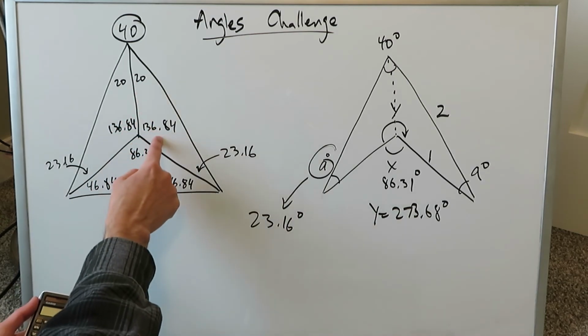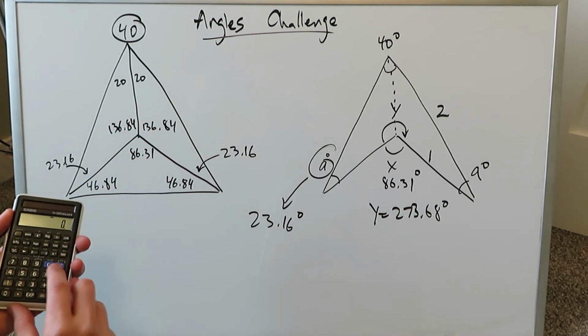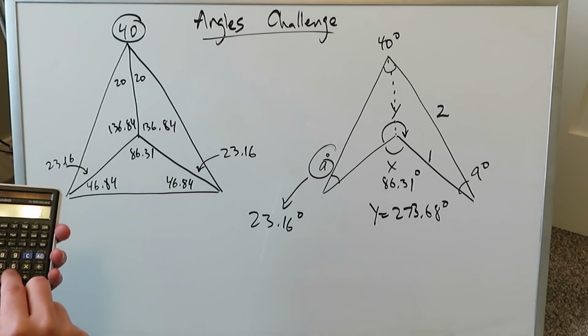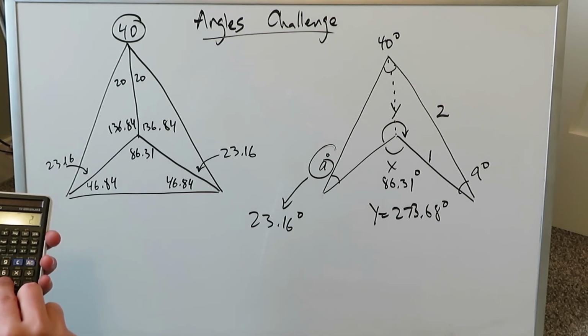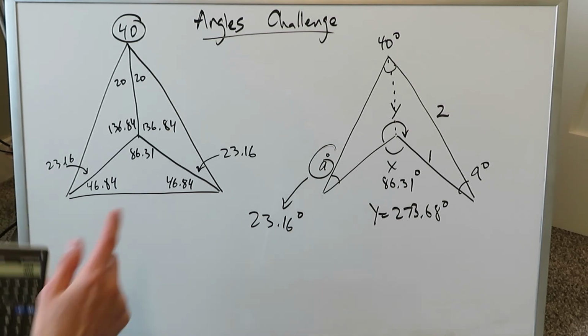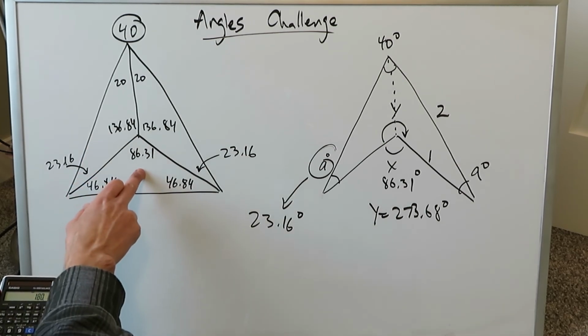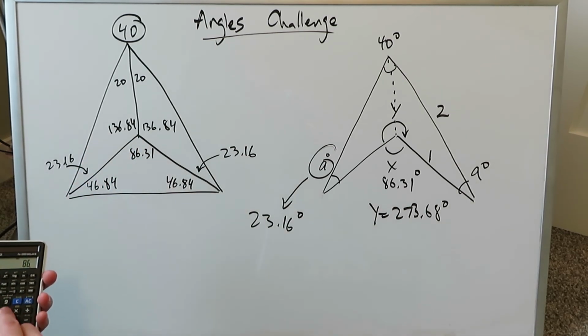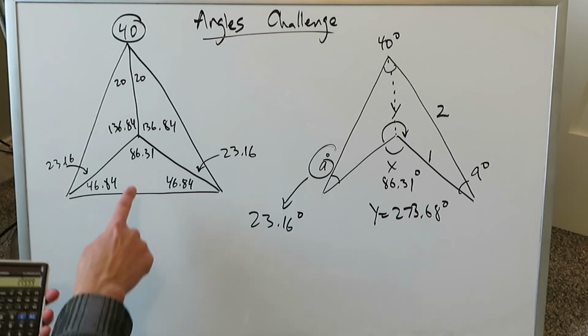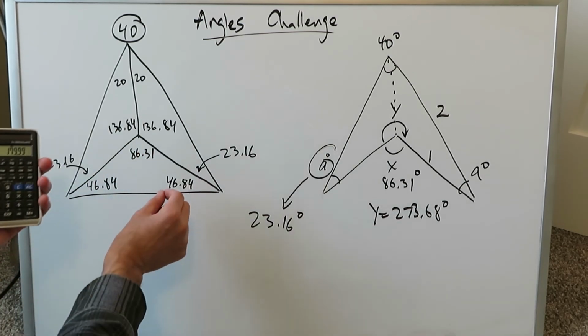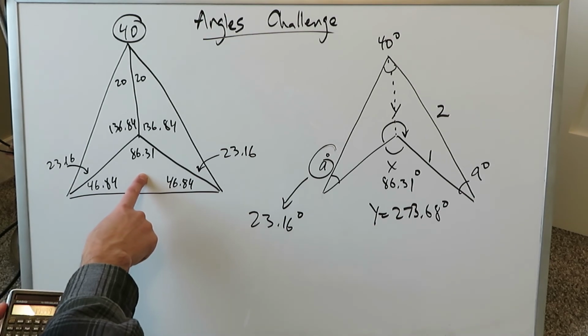We'll do 20 plus 136.84 plus 23.16, and we should have a good number here in terms of an internal summation of angles to be 180, and this is 180, this is 180, this right here should add up to 180. Let's check that. 86.31 plus 46.84 times 2, I get a 179.99, but because of the decimal places, it's still good. 180.